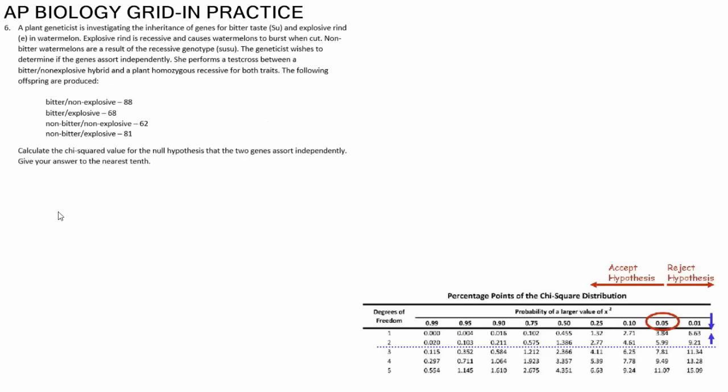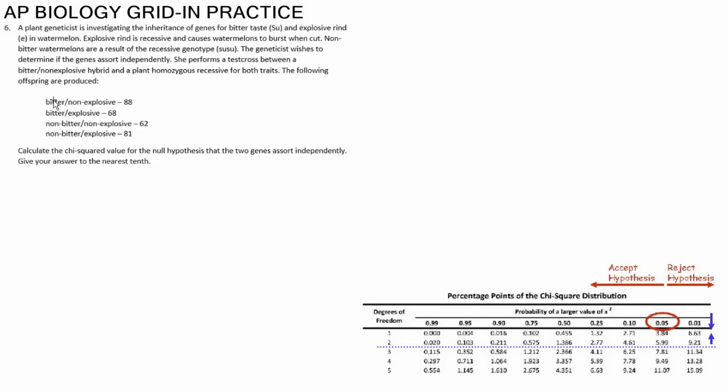In number six, we're going to be doing a dihybrid cross to solve for a chi-square value in the end. So before we can solve the chi-square value, we have to know what our expectations were, what we expected the numbers to be, and then we can compare those to the given observed.